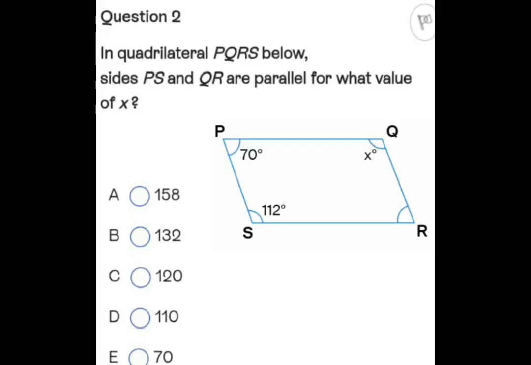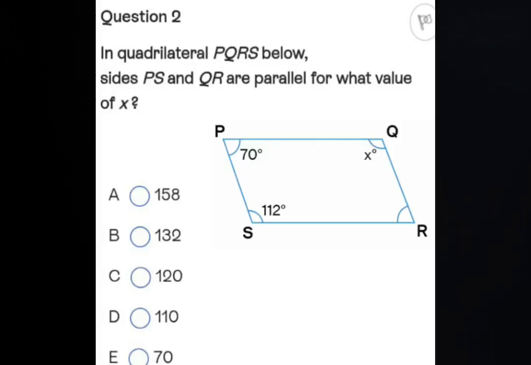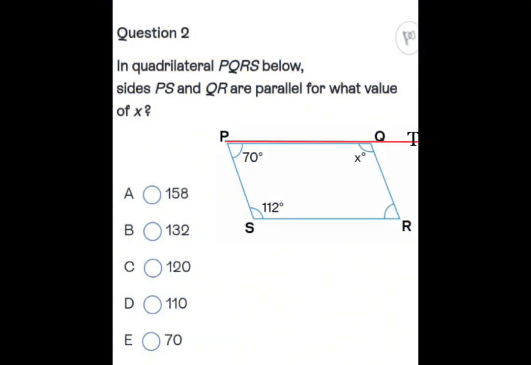We are only told that PS and QR are parallel. So, since PS is parallel to QR, it implies that PQ is a transversal, and the co-interior angles are therefore supplementary, implying that X plus 70 will give us 180. Hence, X is equal to 110.